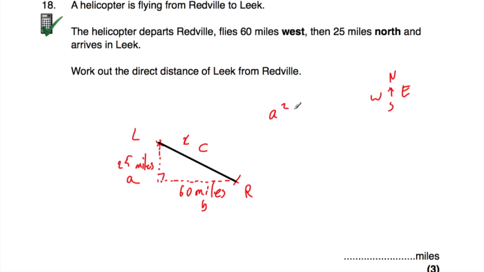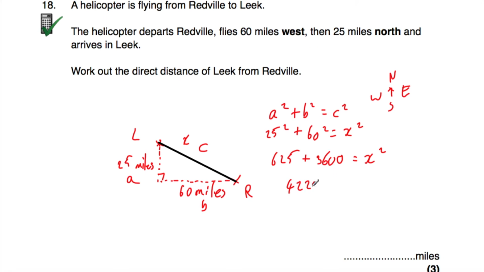So we've got a squared plus b squared is equal to c squared. A and b are the 2 shorter sides, so it's going to be 25 squared plus 60 squared is equal to x, the distance between our 2 towns, the direct distance, which would be x squared. 25 squared, that's 625, plus 60 squared, that's going to be 3,600. And remember, this is a calculator question, so you can work those out, is equal to x squared. 625 plus 3,600 would be 4,225, and that's equal to x squared.